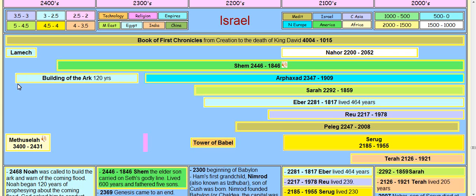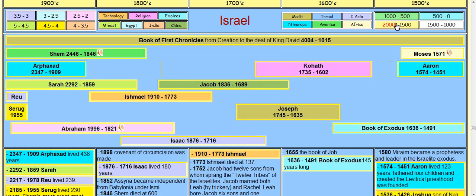Here's the building of the ark in a 120-year period. Shem and Arphaxad and Eber and Reu and Peleg, Serug. Go forward in time. Shem dies here.